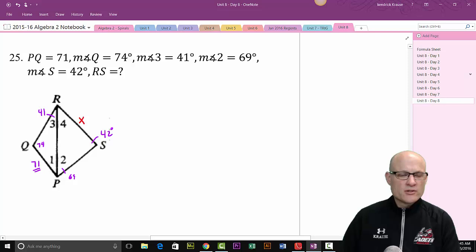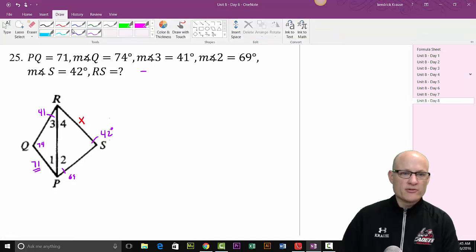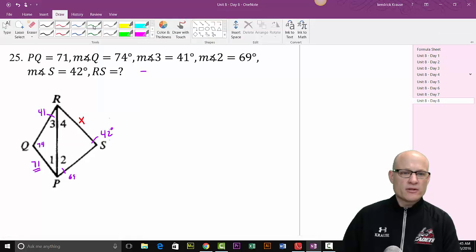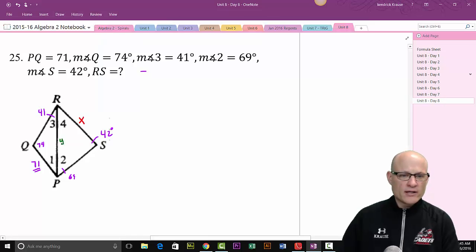So you know we have to find this middle side. So I'm going to do a different color. Let's go with green. I want to find Y. So we're going to do Y over sine of 74 is equal to 71 over sine of 41.